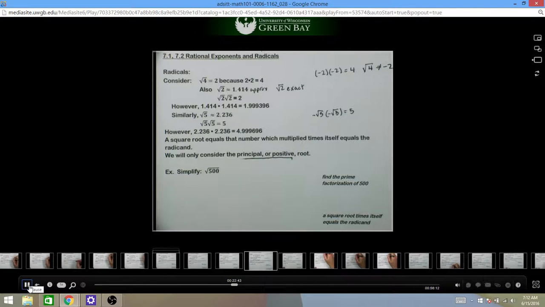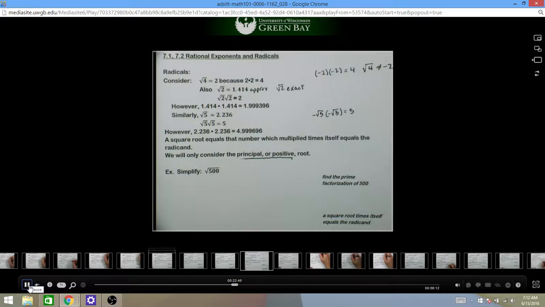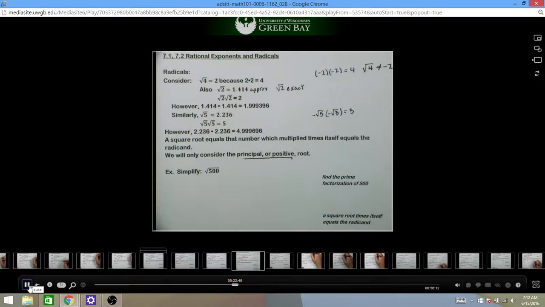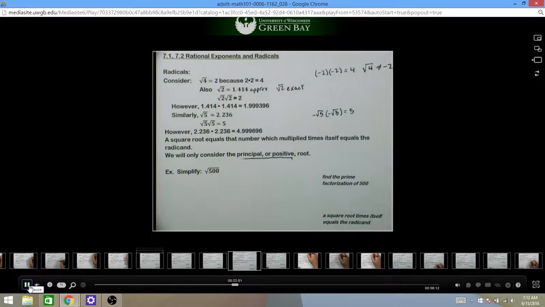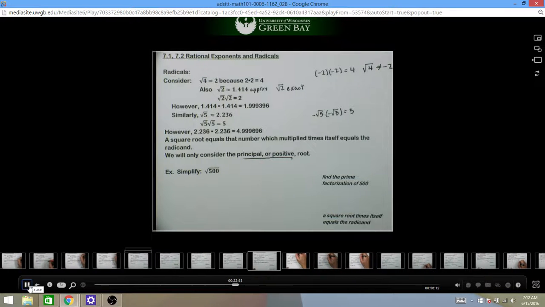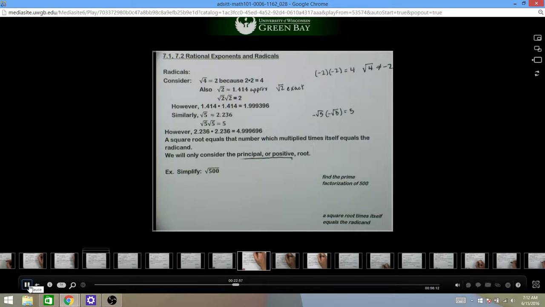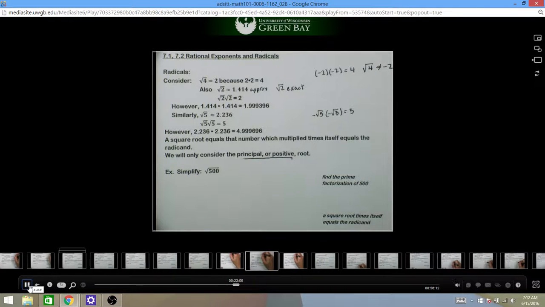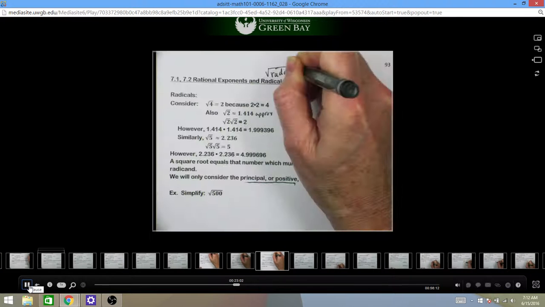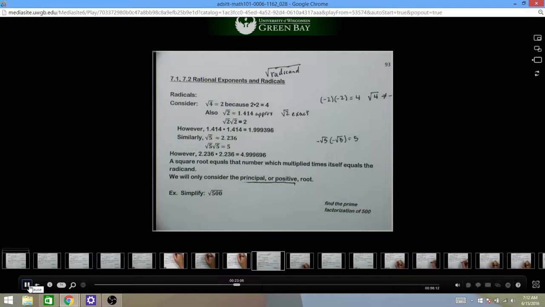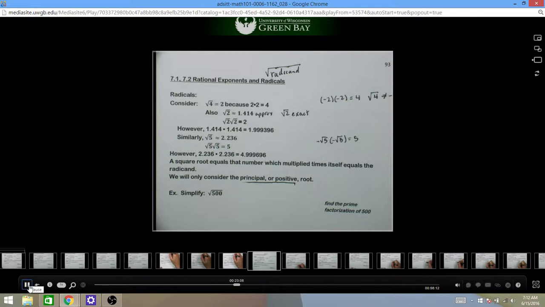Well, we need to see how we're going to simplify radicals. What we want is the smallest number under the radical symbol as possible. This is called the radicand. The number under the root is called the radicand. We'll put radicand here. So when I talk about the radicand, I mean the number under the square root symbol. We want that to be as small as possible.